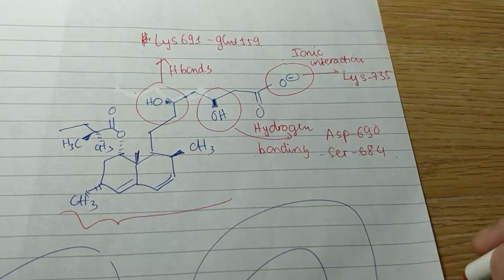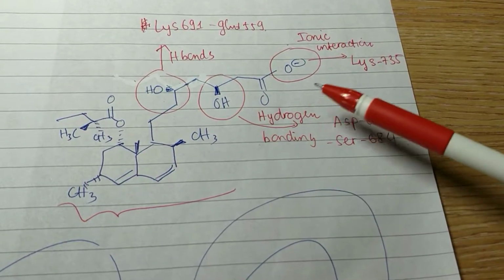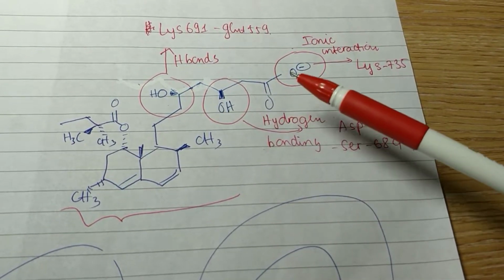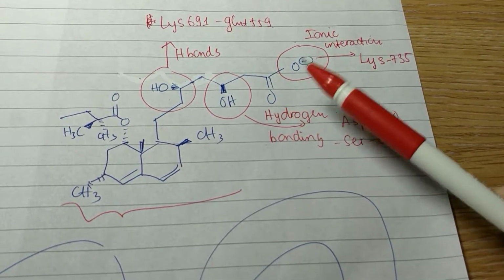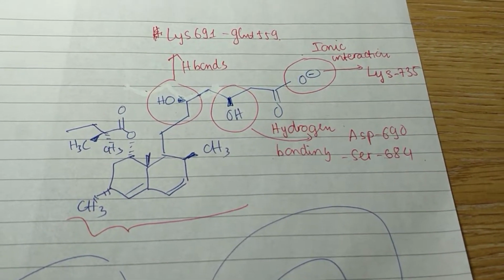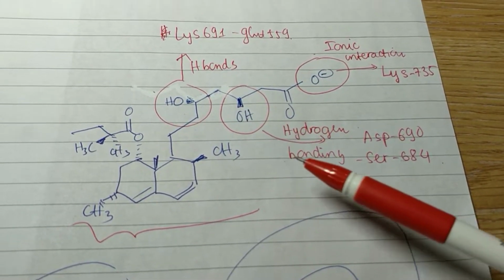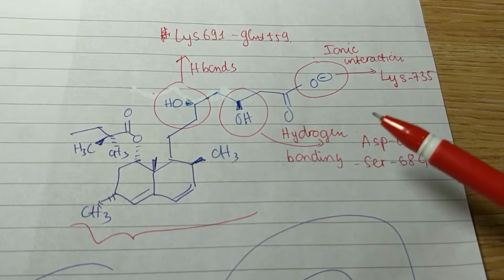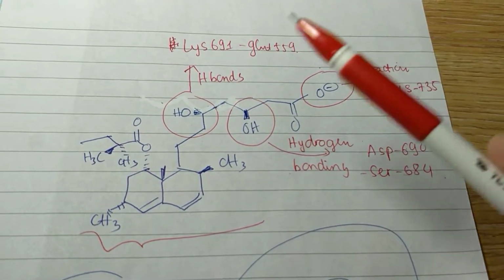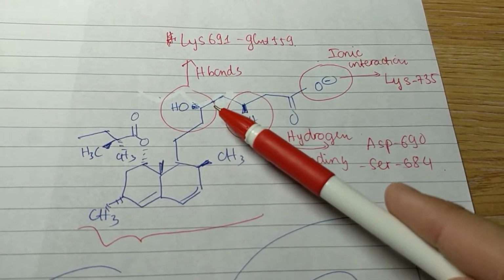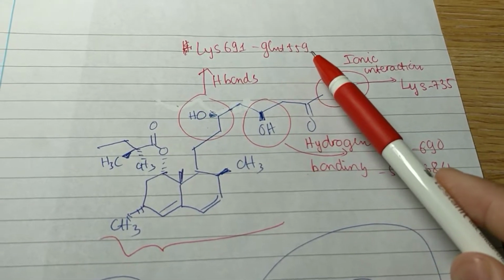Let's look at the binding in more detail. So this is the HMG-CoA side group. Like HMG-CoA, it has the ionic interaction with lysine 735. The beta hydroxy group has hydrogen bonding with aspartate 690 and serine 684. The hydroxy group at the 4th position has hydrogen bonding with lysine 691 and glutamine 559.